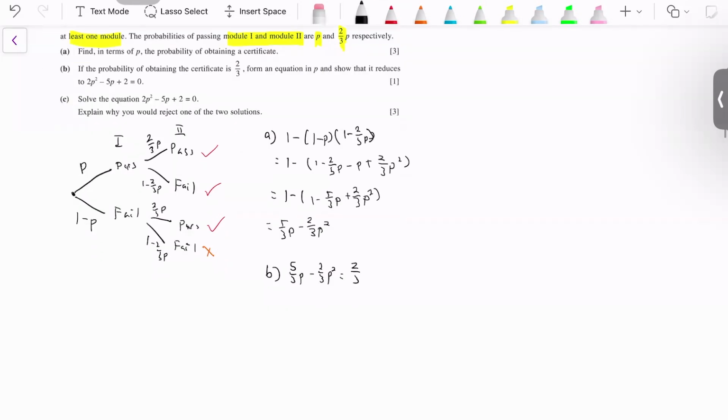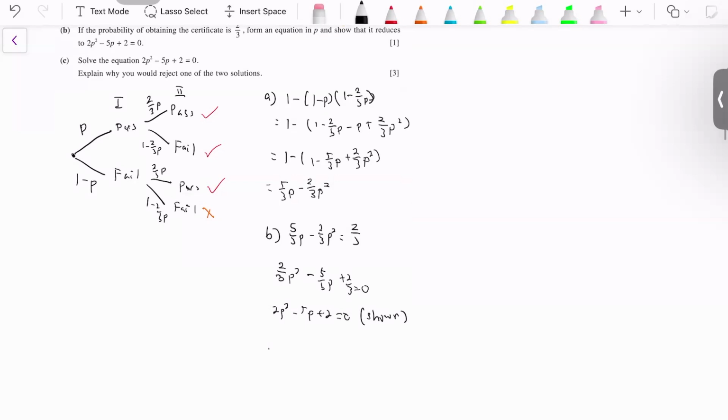In order to form the equation, we have to move everything to one side. So we move everything to the right. Okay, so 2/3 P squared minus 5/3 P plus 2/3 equals 0. Next thing is to remove the fraction, so we just need to multiply by 3 throughout. So 2P squared minus 5P plus 2 equals 0, and that itself is what the question is asking us to reduce. So shown.